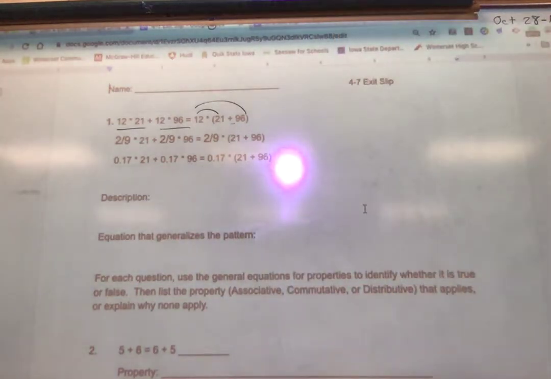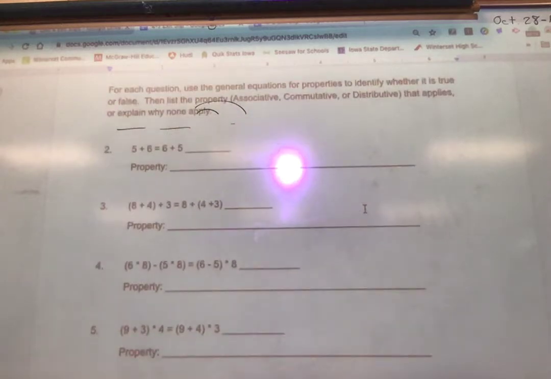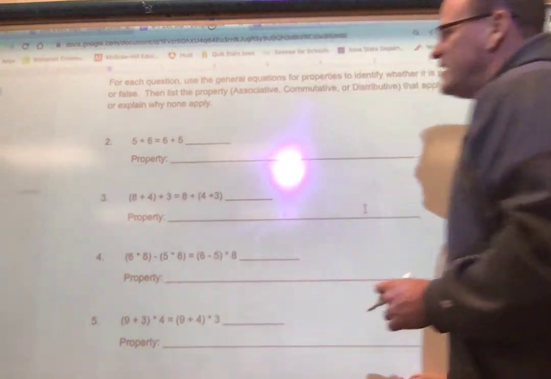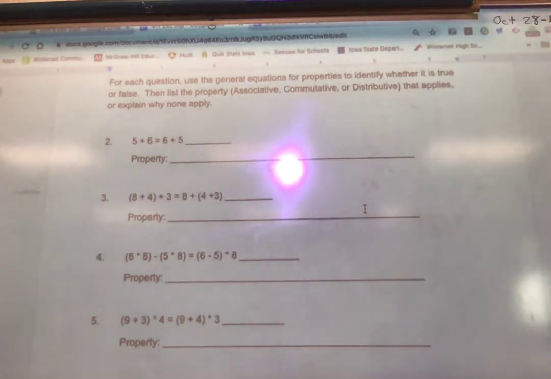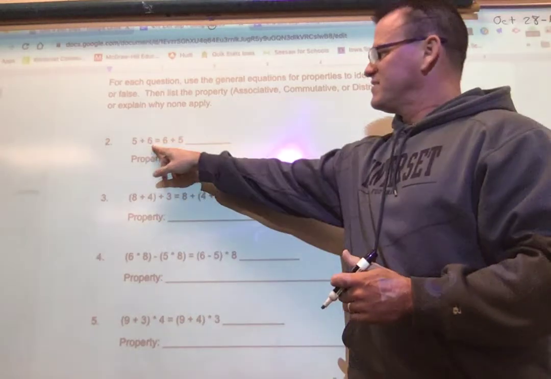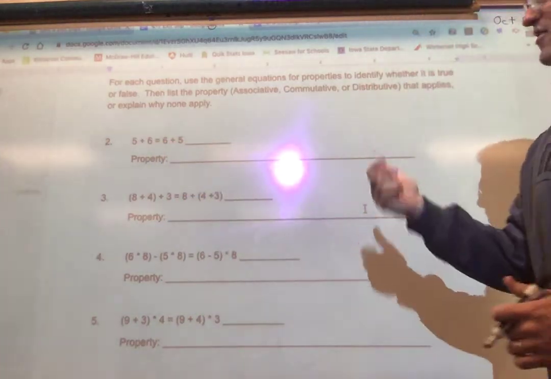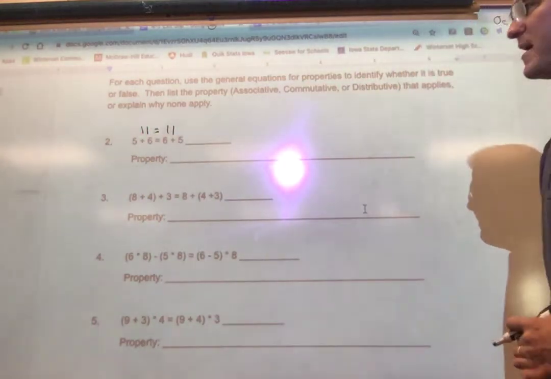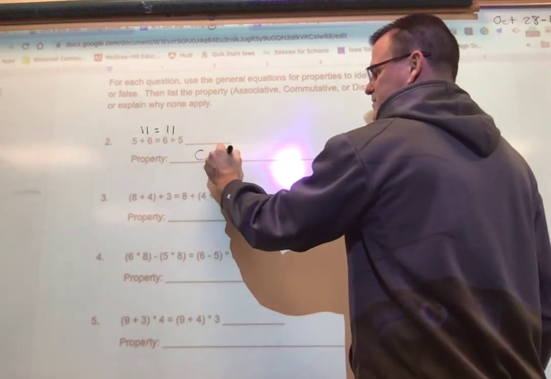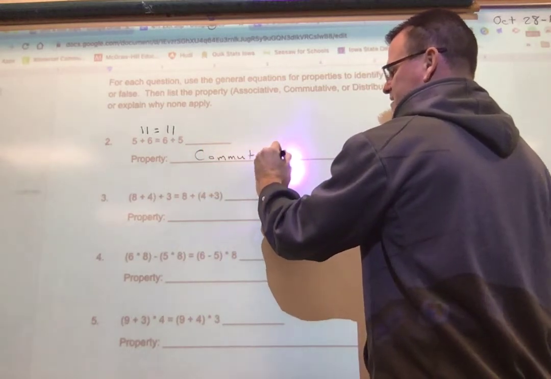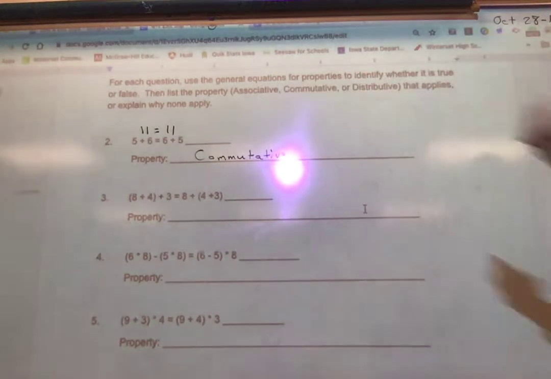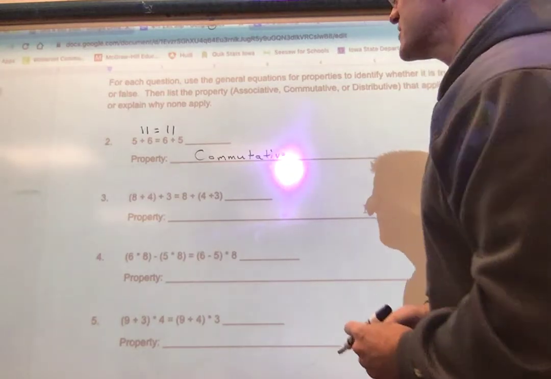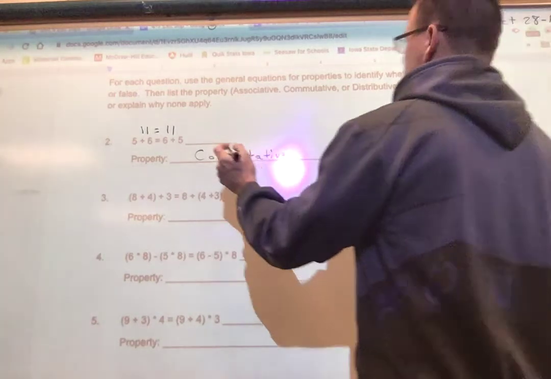Down below on the bottom part, for each question, again, we're talking about identifying these properties a little bit, the associative, commutative, or distributive, and just making sure we understand these and what they mean. So in this case, I have 5 plus 6 equals 6 plus 5. I just flipped them. I know both sides of this equal 11. I know it's true. What property says that? That's the commutative property. Then we talk about your parents maybe commuting to Des Moines and flipping and commuting back home. Commutative, or just flipping those two. We know we can do that, and that always works in addition. So this is true.